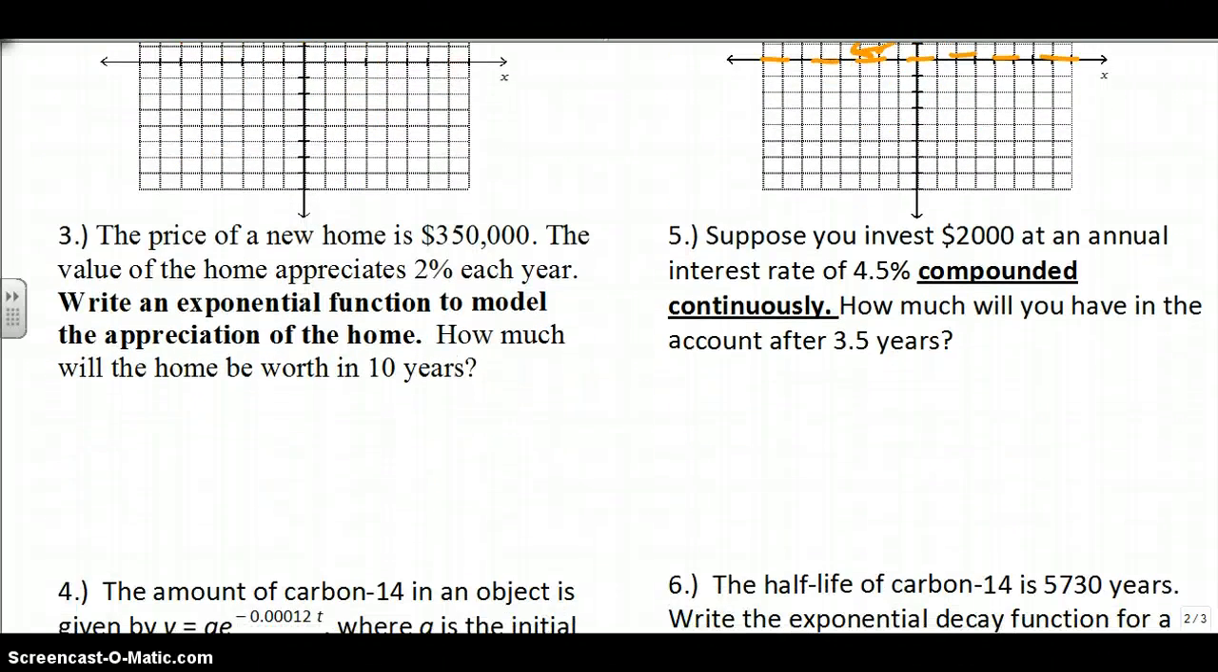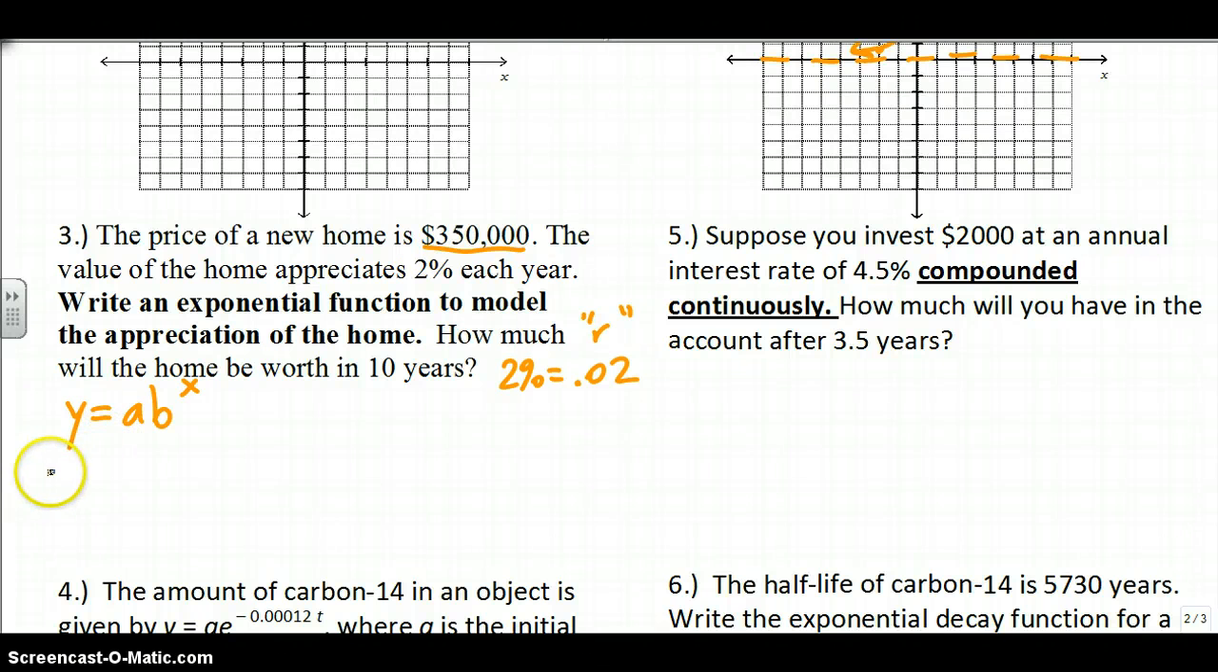Number 3, the price of a new home is $350,000. The value of the home appreciates, which means increases, 2% each year. All right, so 2% as a decimal becomes 0.02. That's our R value. Write an exponential function. Okay, so the base exponential function is ab to the x. You'll have this on your test.